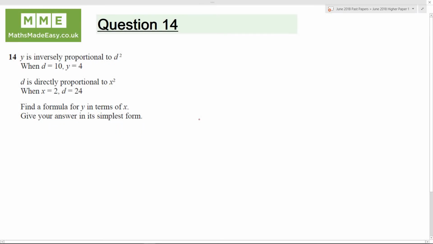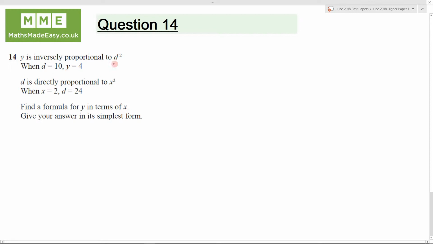Question 14. y is inversely proportional to d squared. When d equals 10, y equals 4. d is directly proportional to x squared. When x equals 2, d equals 24. Find a formula for y in terms of x. Give your answer in its simplest form.